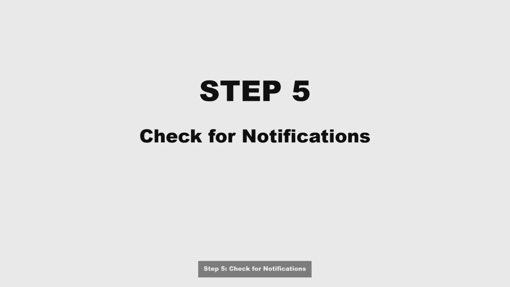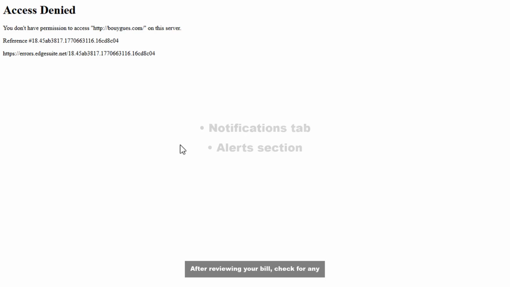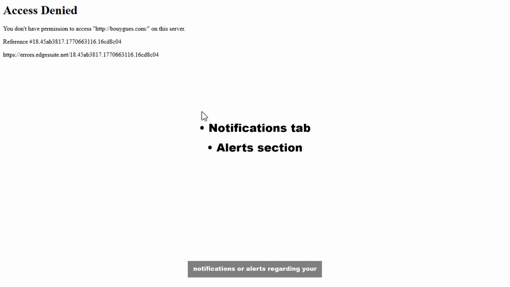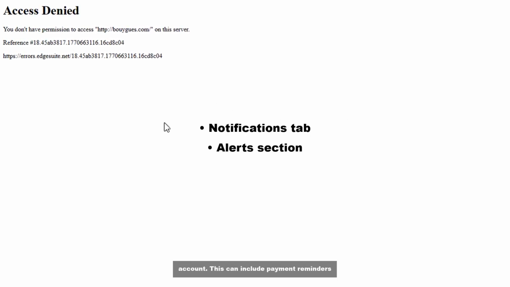Step 5. Check for notifications. After reviewing your bill, check for any notifications or alerts regarding your account. This can include payment reminders or changes in your plan.